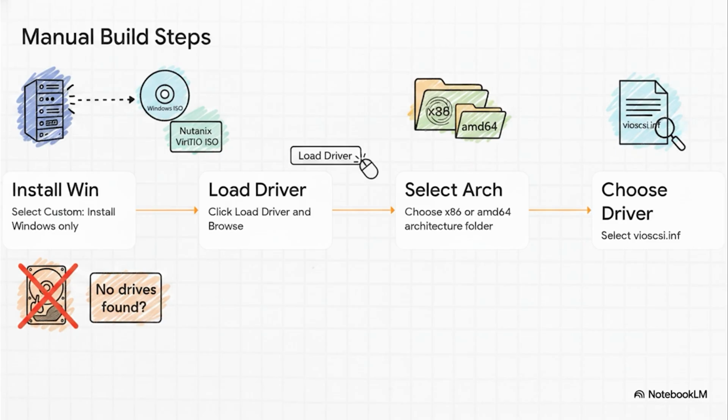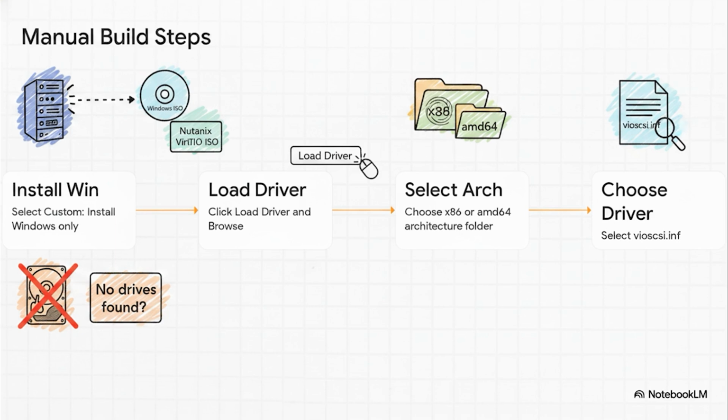Imagine you're hand-building a brand new Windows Server VM on AHV. You've mounted your Windows ISO and the Nutanix VirtIO ISO. Because Windows doesn't natively recognize the AHV SCSI controller, the installer won't see any hard drives to install the OS onto. You literally have to intervene. First, you select Custom Install Windows Only. Next, when you hit that empty disk screen, you click Load Driver and then Browse. You'll navigate to the mounted VirtIO CD drive.